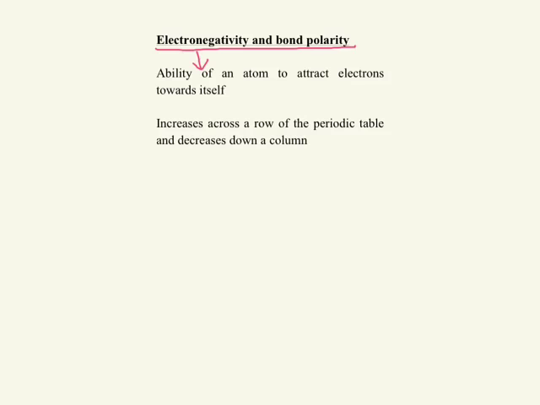For example, if we look at the electronegativity of hydrogen, it is 2.1, and nitrogen, let's say, is 3.0. Nitrogen has higher electronegativity, which means if we put the electrons between hydrogen and nitrogen, these electrons will be more towards nitrogen because it has more ability to attract electrons. In the periodic table, these electronegativity values will be given to you in the exam.